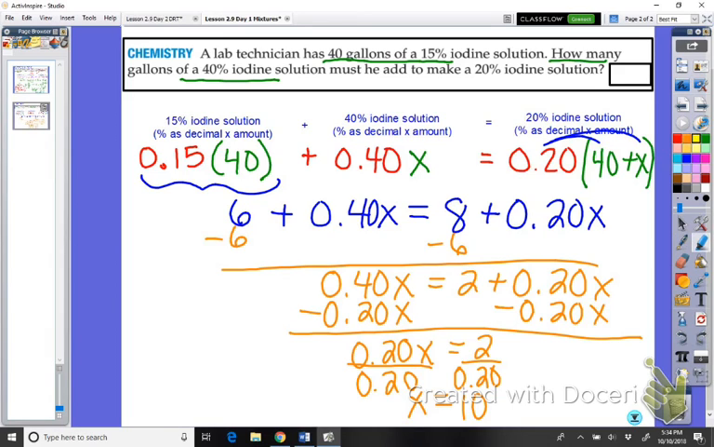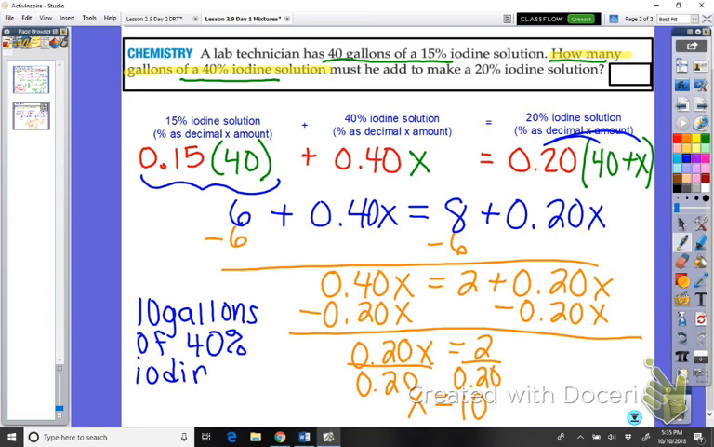So again, go back up and reread what it's asking for. How many gallons of the 40% iodine solution must he add? Your answer is 10 gallons of 40% iodine solution.